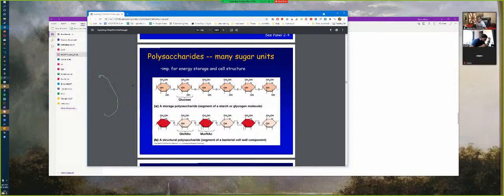So, yeah, this is the glucose thing that I was trying to freaking find. I had a really cool kind of note for it. But whatever.